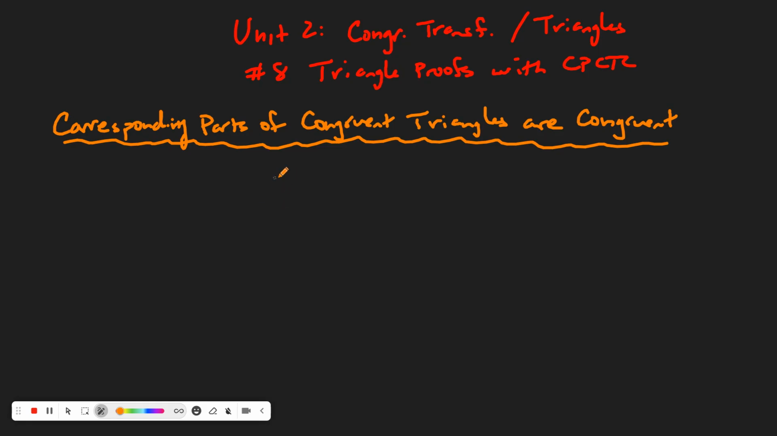And as an abbreviation, we use the letters CPCTC. We'll talk more about this in the proofs, but the idea is that once you prove the triangles congruent, all of the corresponding parts are congruent. Typically, when you prove two triangles congruent, you only need 3 parts, a combination of sides and angles. But once you do that, the other 3 parts that you didn't talk about are also congruent. And that's what our proofs are going to be focused on.